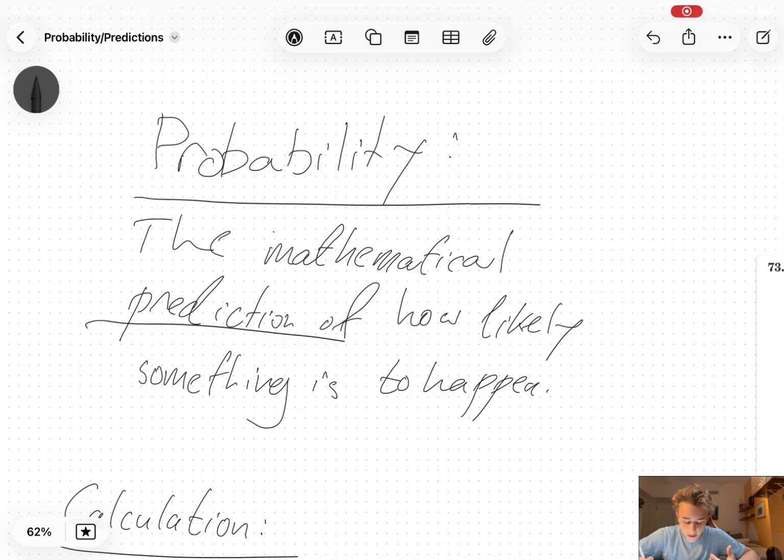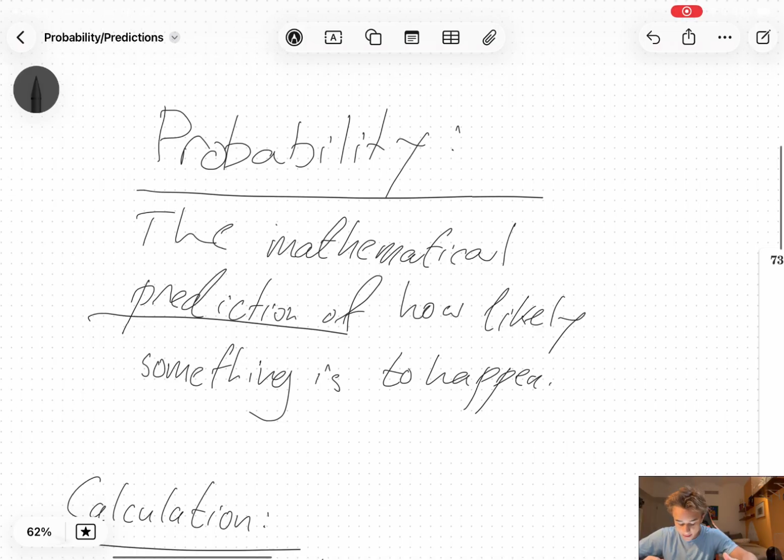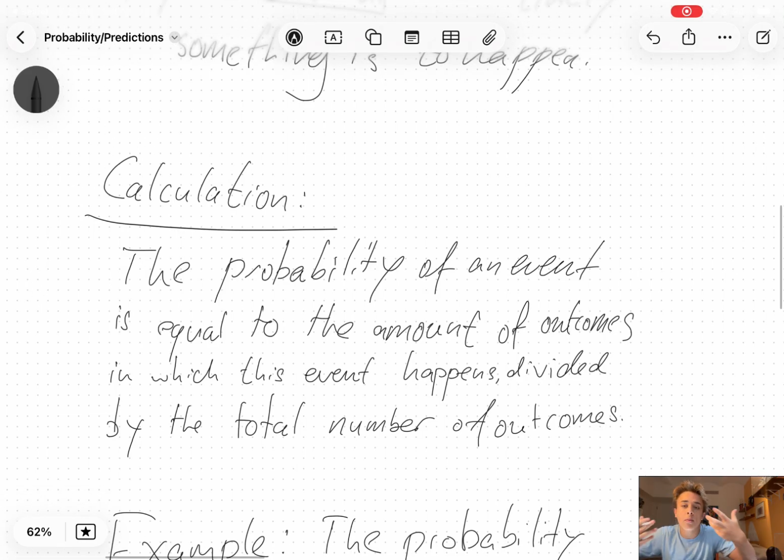So this week's math topic is going to be probability. First we're going to define what probability is. It's the mathematical prediction of how likely an event is to happen. And the way you calculate it is, the probability of any event is the number of possible outcomes in which this event you're trying to predict happens, divided by the total number of possible outcomes at all.